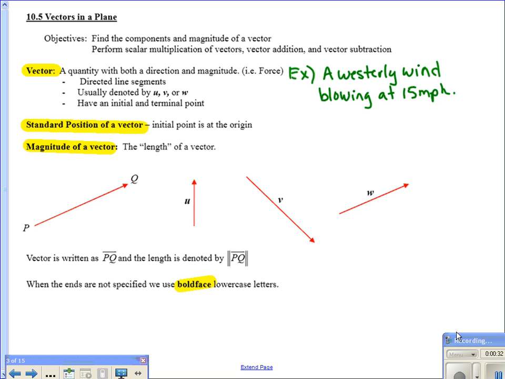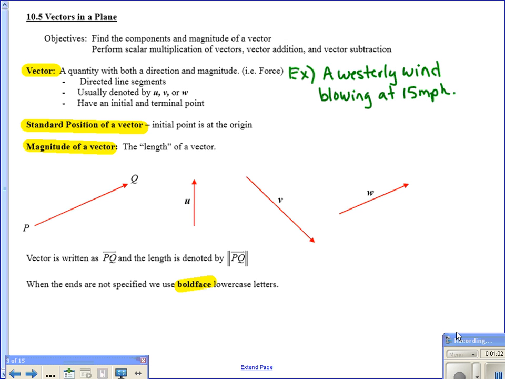So they are directed line segments, usually denoted by u, v, and w for our variables, and they have an initial and a terminal point. Now, these are often confused with a ray, which has a specific direction and an infinite length. Just because we have the arrow on the end doesn't mean it's going on forever, because a vector has a specific length and a specific direction. Keep that in mind as you're doing these problems.